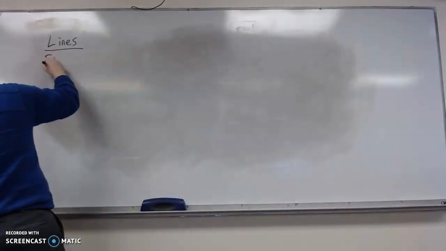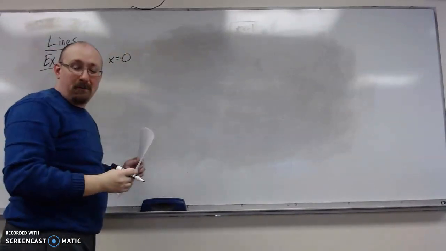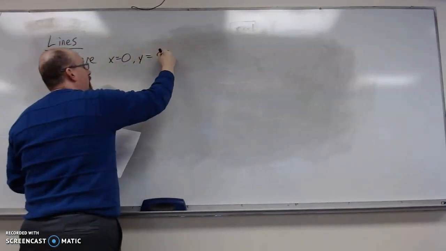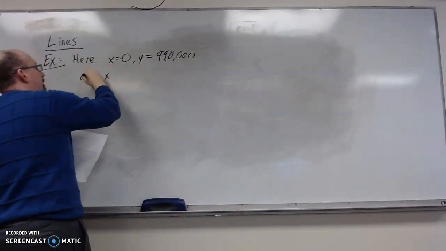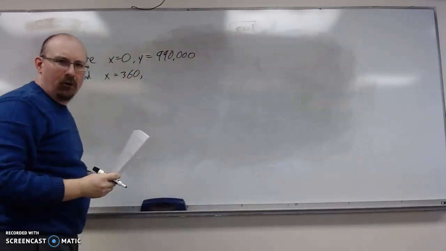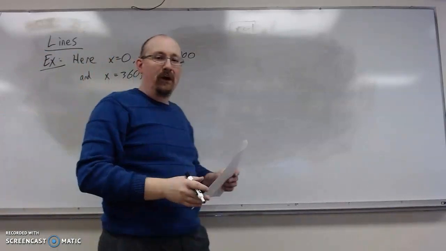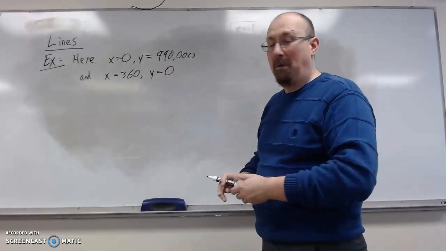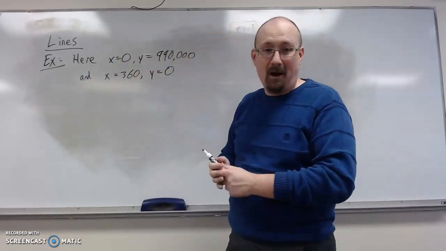So we know if x is our number of months, then when x is equal to 0, y equals 990,000. We also were told that 360 months later, the building is worthless, valueless, I guess I should say. So we have a pair of points: (0, 990,000) and (360, 0).